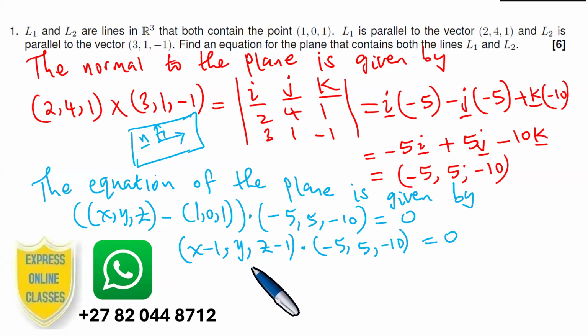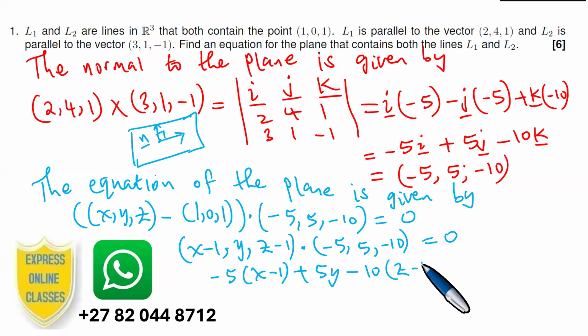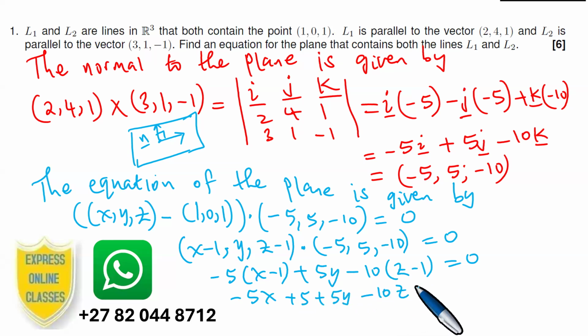Now, computing the dot product to obtain the following, right? We have -5 times (x minus 1), plus 5y, minus 10 times (z minus 1), which gives -5x plus 5, plus 5y, minus 10z plus 10 equals 0.